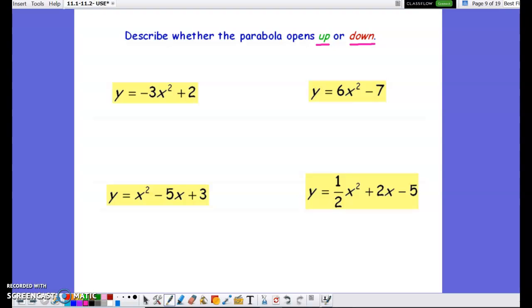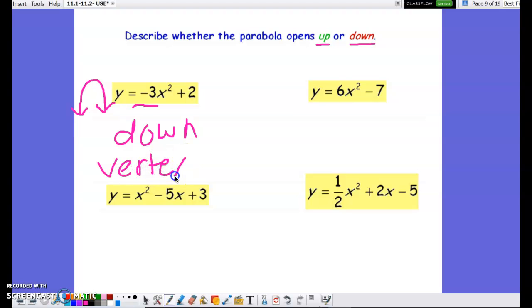All right, hopefully you had a chance to try these. We'll go over the answers now. To determine if it opens up or down, you just look at the coefficient up front. Since a is negative, that means it's going to be a flipped parabola. It's going to be a parabola that's opening down. So we're going to say it opens down. And I know it doesn't ask this, but if they ask us about the vertex, the vertex in this case would be right there. That tells me the vertex is a maximum value. The vertex is a max. It's the highest point on our graph.